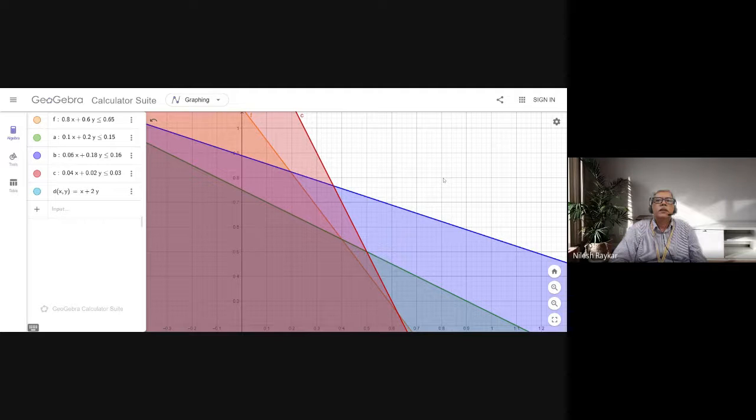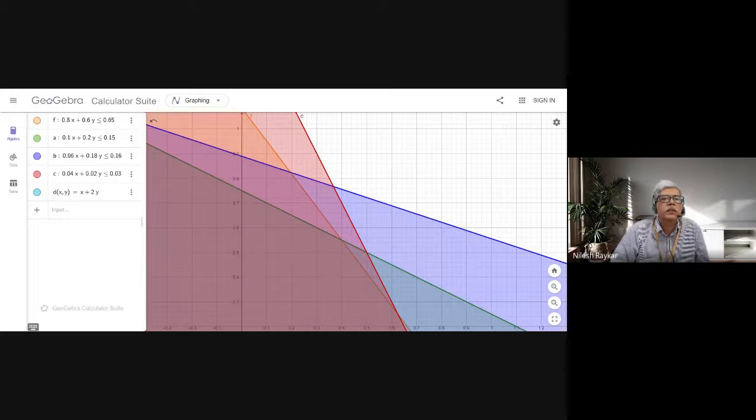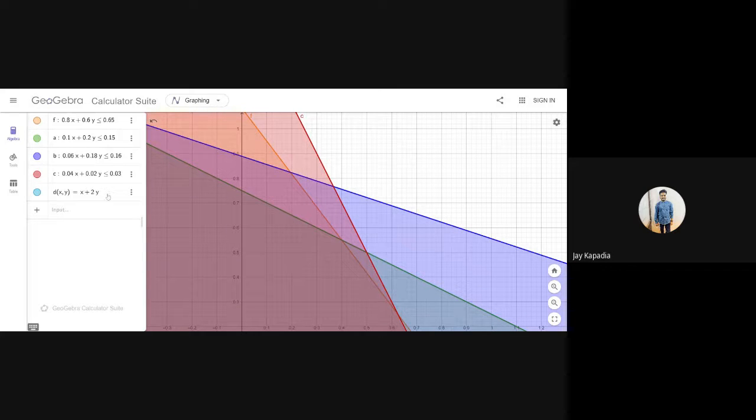So now can somebody tell which could be the possible point which would have minimum cost, or how would we logically decide that? Here it would be helpful to plot the objective function, or the pattern of the objective function. So one can plot x plus 2y equal to k. So Jay, you just add one variable k equal to maybe 5 or 0 or something, and write the objective function.